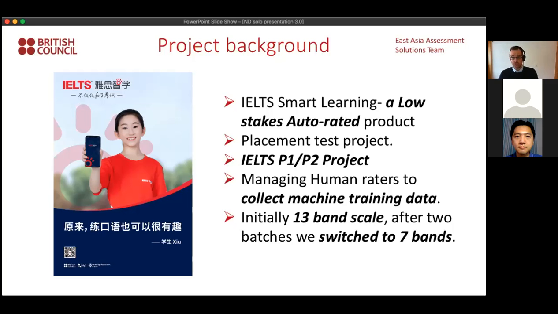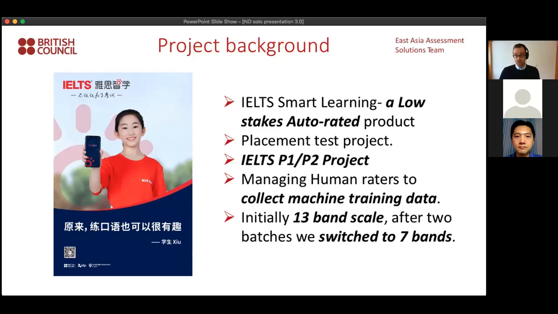Today's session will zoom in on the initial phase of developing a task for ISL, which taps into elements of the IELTS speaking test part 1 and part 2 constructs. For this task, we developed a mechanism to collect human ratings that will eventually train a machine rater. This iterative process involved a 13-band and a 7-band scale for rating, which produced some very interesting data. I saw this data as a rare opportunity to compare scale lengths. The analysis of this data is the focus of my talk today.